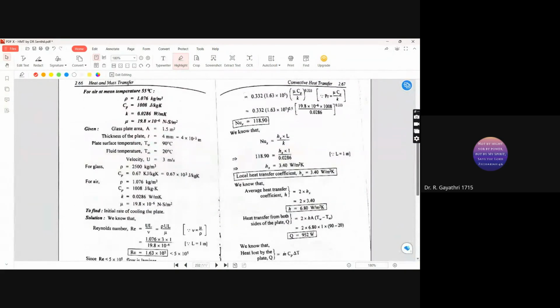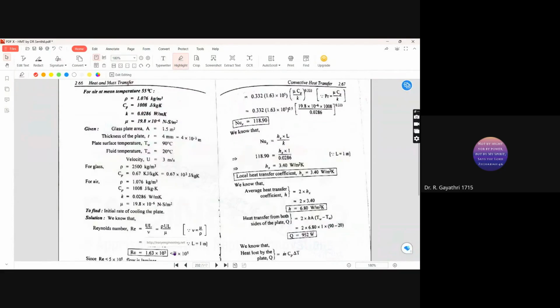The glass plate area is given, thickness of the glass plate is given, plate surface temperature is given, fluid temperature is given. Fluid temperature is lesser than the surface temperature of 90 degrees centigrade. Fluid velocity is 3 meter per second. Okay.